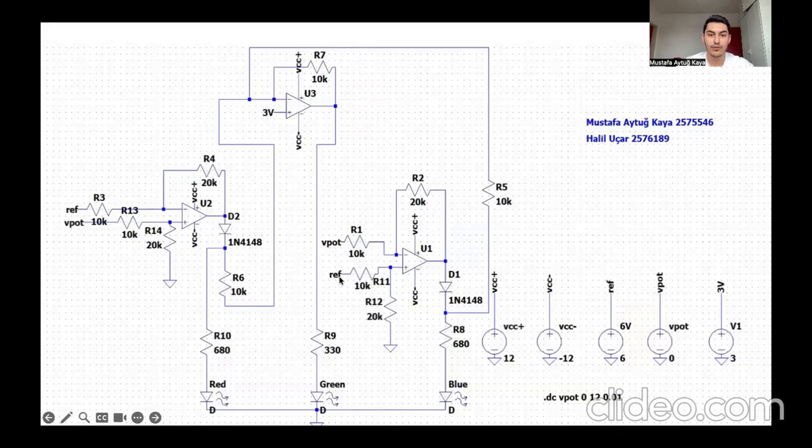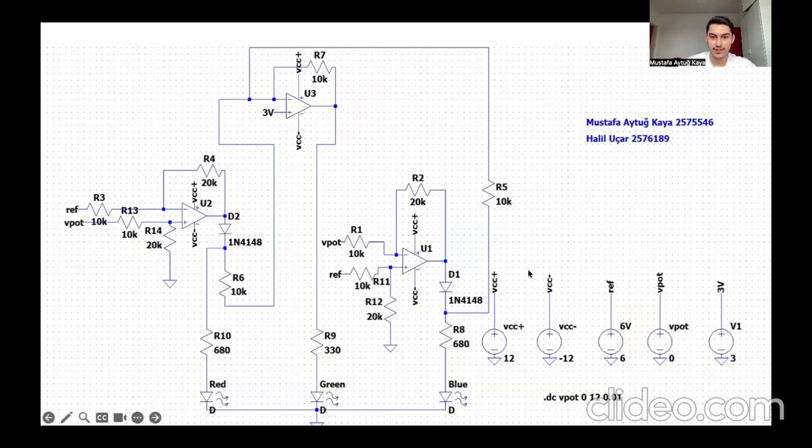Firstly, we know that we need a temperature range between 24 degrees and 40 degrees. At 24 degrees, the RGB LED must be blue. At 32 degrees, it must be green. And at 40 degrees, it must be red.